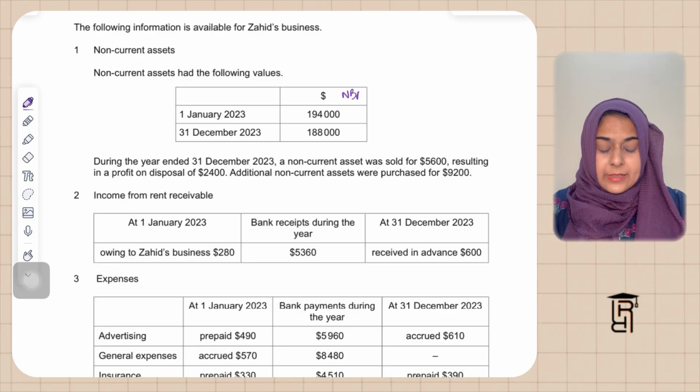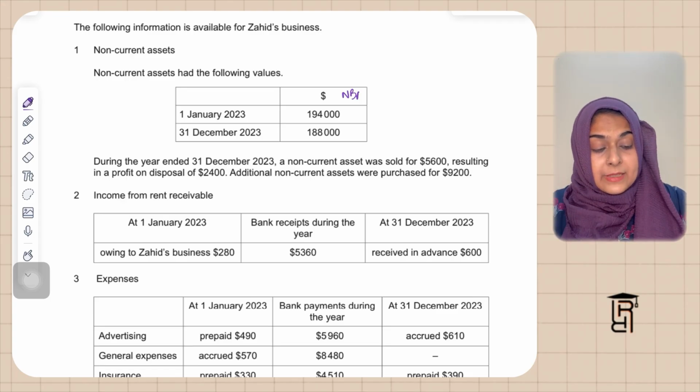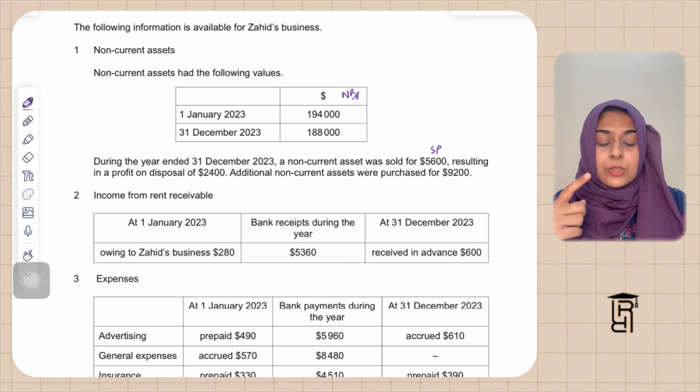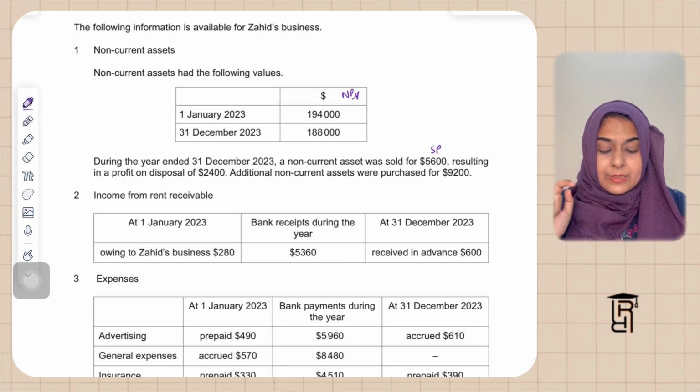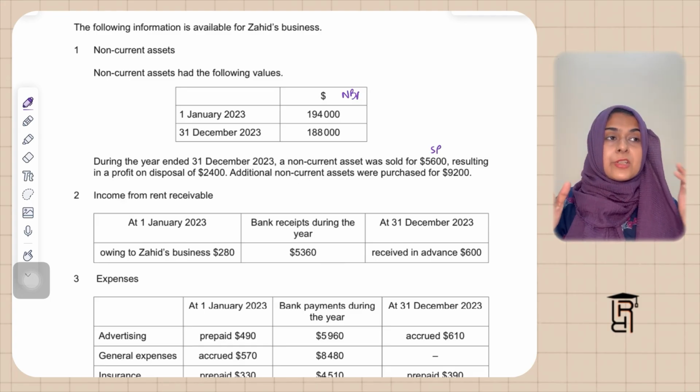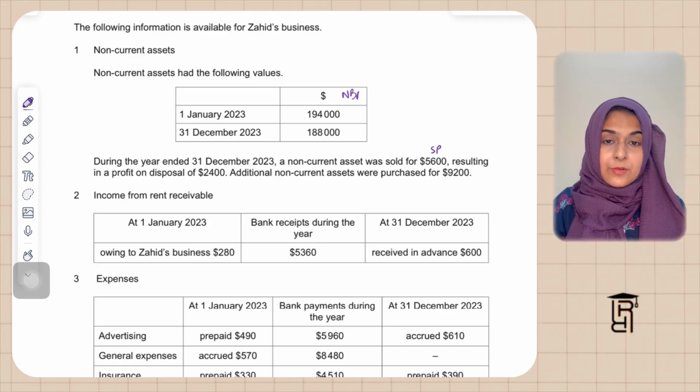because I know from the question, if you read the next two lines, that during the year ended 31st December 2023, a non-current asset was sold for 5,600. So the selling price for the old non-current asset which they have disposed of was 5,600. Then they are saying resulting in a profit on disposal of 2,400. Additional non-current assets were purchased for 9,200. They have not mentioned cost or method of depreciation or policies or anything over here. So that means these are basically net book values.